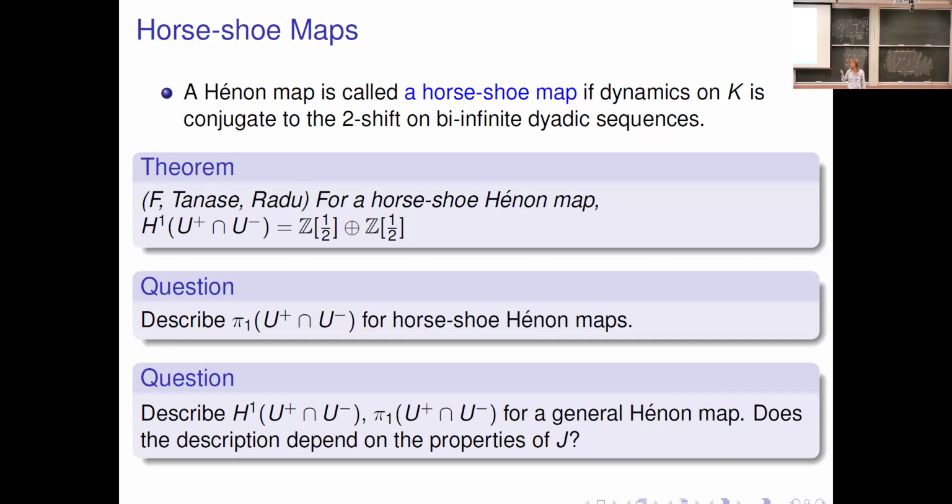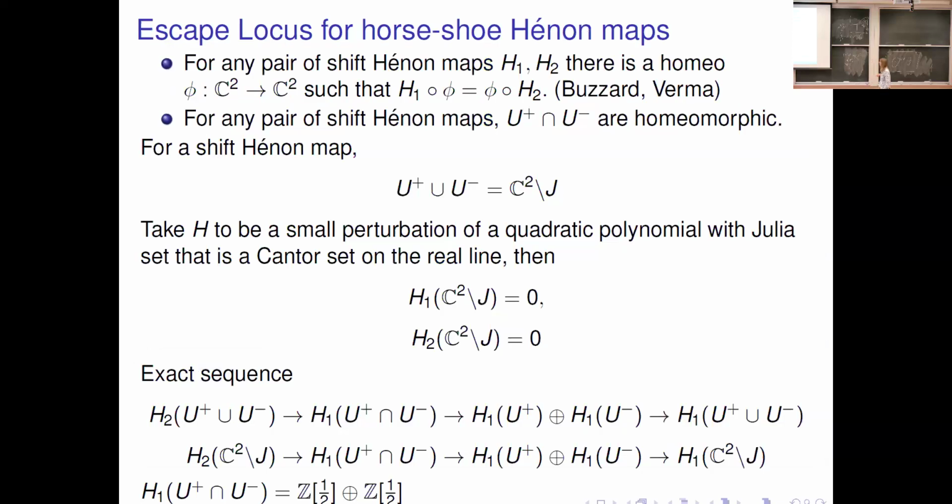We know that U plus itself doesn't reflect the properties. We know that for a polynomial, the escape locus reflects the properties of the Julia set. For the Henon map, U plus and U minus do, or maybe U plus intersected with U minus does. So I promised it's going to be the only proof in this talk, but I have another one. Let me just say a few words here.